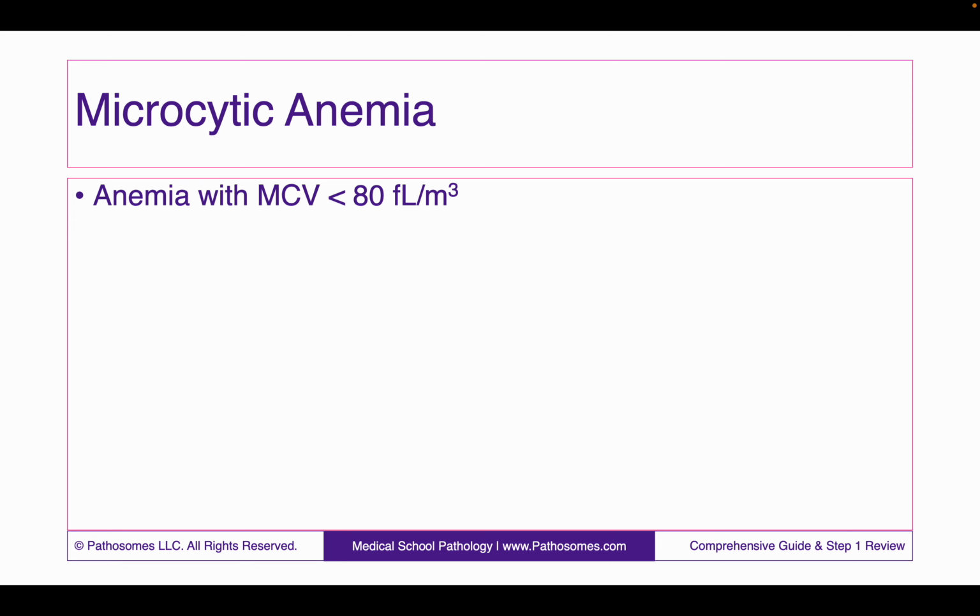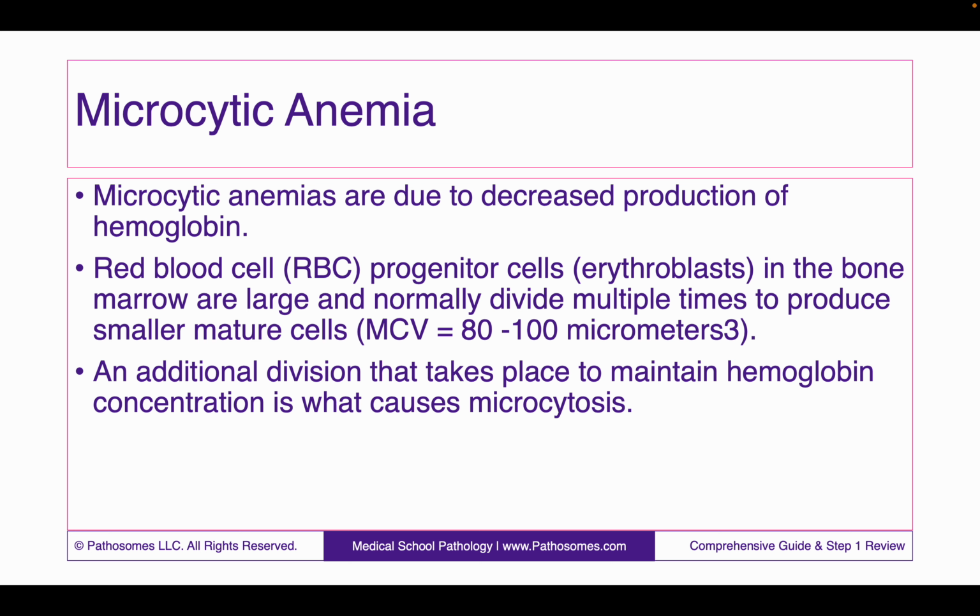Microcytic anemia. Anemia with an MCV defined by less than 80 femtoliters. Microcytic anemias are due to decreased production of hemoglobin.